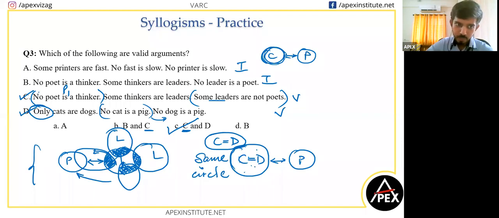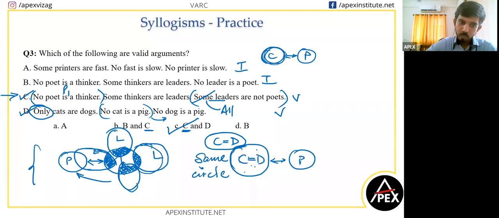So Praveen had a doubt. In C, the conclusion says some leaders are not poets. If the conclusion says all leaders are not poets, then is it invalid? No poet is a thinker, which was here. Some leaders are thinkers, which we drew. And if you replace this so that some goes out and it becomes all, all leaders are not poets. Leaders can be here, leaders can be here. But Praveen, you cannot say this for sure.